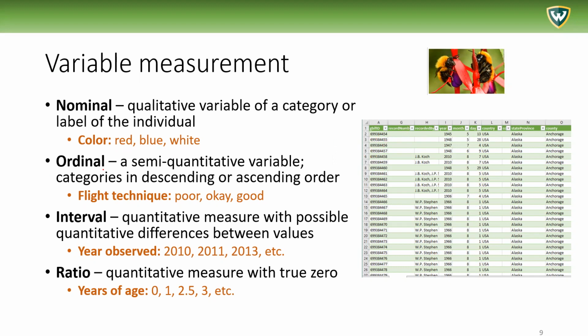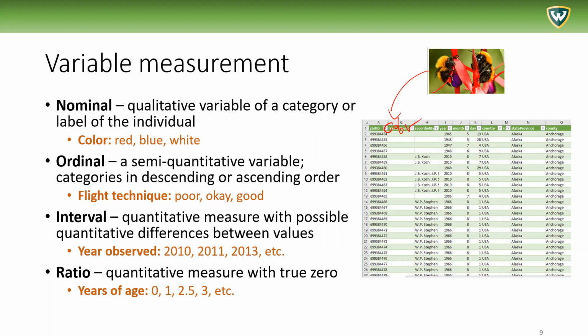The ordinal variable is a semi-quantitative variable. It's essentially categories, but in some kind of descending or ascending order. So let's follow along with the bee example here. If we want to measure bees, one of the variables is color. I don't have it listed over here, but it could be one of these, color. We want to measure the color of the bee.